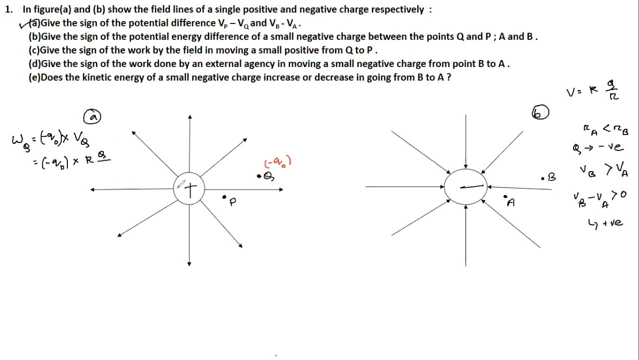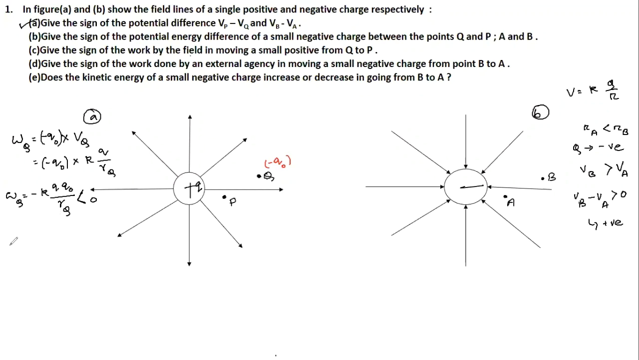If you replace this potential value, which is K capital Q divided by R, where instead of capital Q let's write small q, the positive source charge, divided by R suffix Q, it is nothing but a negative Q naught by R suffix Q. So this work done is a negative value. We have a negative sign there, so it should be less than 0.